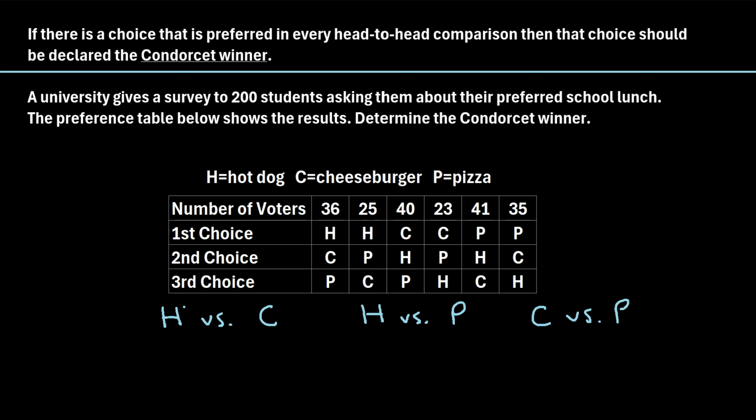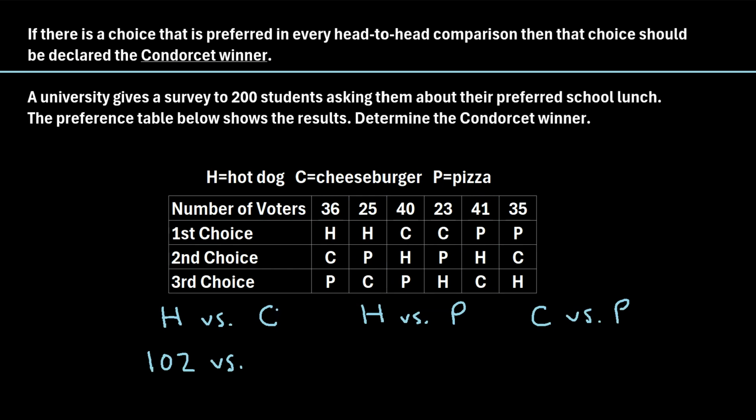The way that we do that, for example, hot dog versus cheeseburger, is we're going to look at each of these columns and see where hot dog is preferred over cheeseburger. In this column, hot dog is chosen over cheeseburger. In this column, hot dog is also chosen over cheeseburger. And in this column down here, hot dog is also chosen over cheeseburger. So we just add the total number of voters in these three columns where hot dog was chosen over cheeseburger. So 36 plus 25 plus 41, that turns out to be 102. So let's write 102 right here.